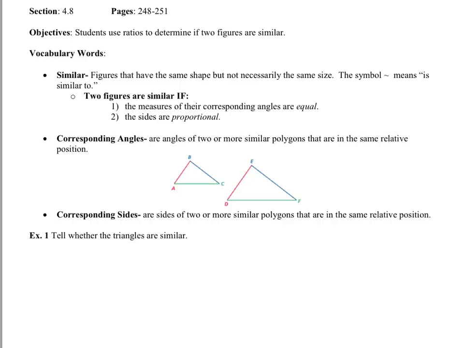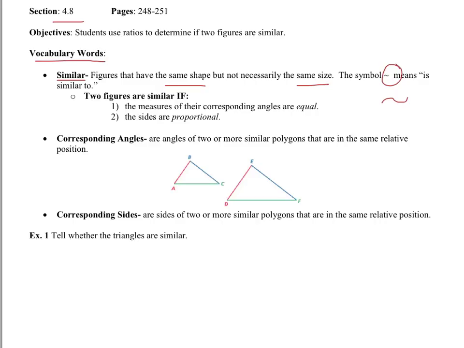Today's lesson is 4.8. We're going to talk about similar figures. So we're going to go through the vocabulary words first. Similar figures is when you have two shapes that have to be the same shape, but they're not necessarily the same size. So we have a new symbol here, the similar to symbol.